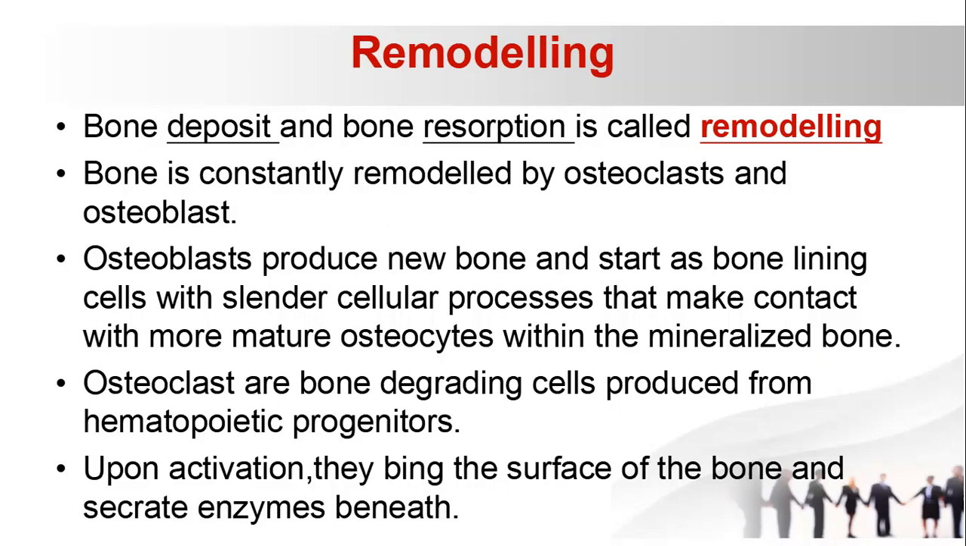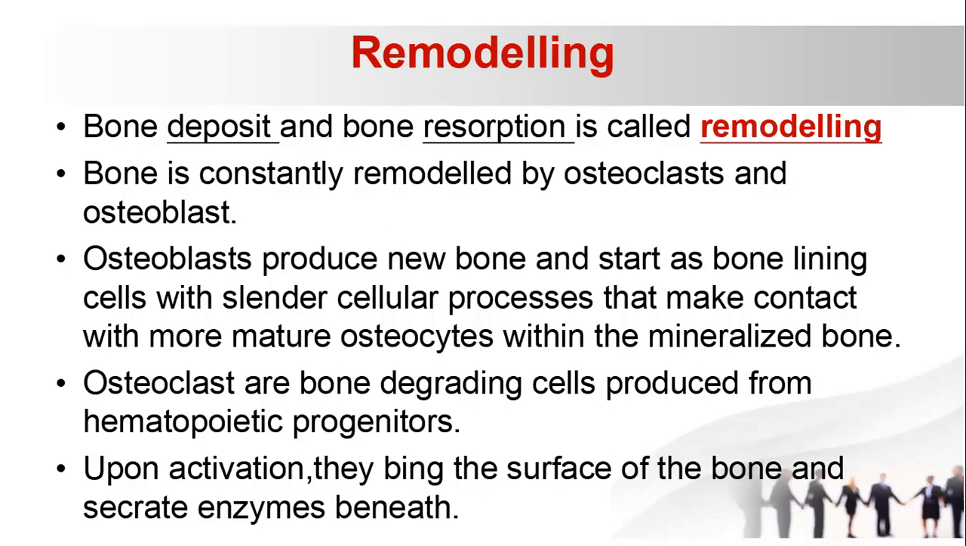So then these osteoclasts, upon their activation, bind to the surface of bone and secrete enzymes beneath. Now, as osteoblasts produce new bone, osteoclasts immediately start to digest where it has been deposited more than required, so that the bone will at least grow in its original shape.